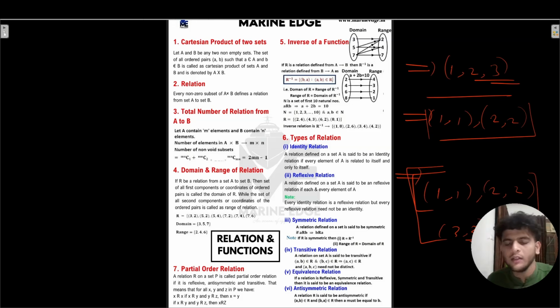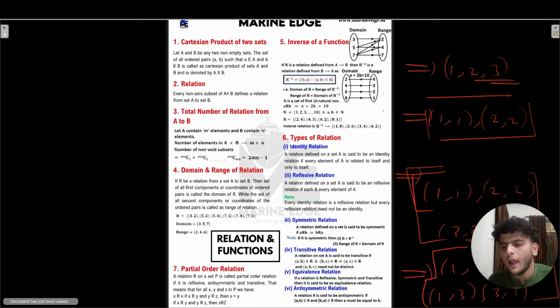Okay, symmetric relation is also very similar. If I have 1, 2, 3, we will take the same set now. If I have (1,2) and I have (2,1), and I have (1,3) and I have (3,1). So what I can actually see is that I have (1,2) and I have (2,1), I have (1,3) and I have (3,1). So (1,2) is symmetric to (2,1) and (1,3) is also symmetric to (3,1). In this way we can see that these relations are symmetric to each other.